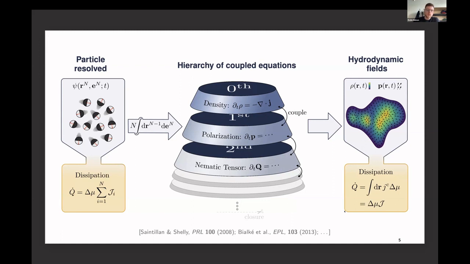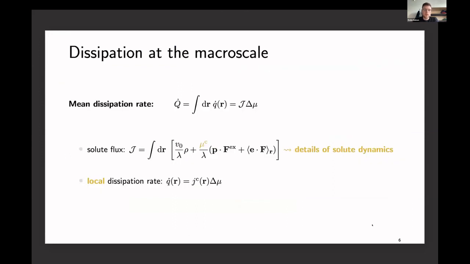So what this does is essentially we can now describe the dynamics of our system in terms of these hydrodynamic fields. And then building on the result we got for the mesoscopic system for the dissipation rate, we can also express the dissipation in terms of these hydrodynamic fields. And if we do this, we immediately find that the dissipation rate is once more just given by the solute flux times the chemical potential difference, where now the solute flux depends on these hydrodynamic fields. So we have this particle density here and the polarization field.